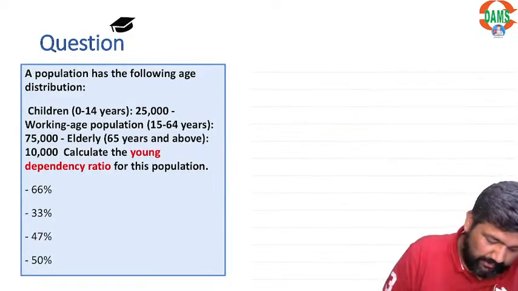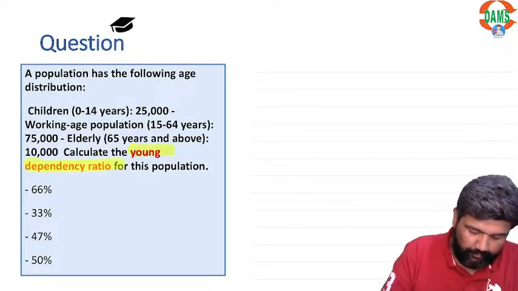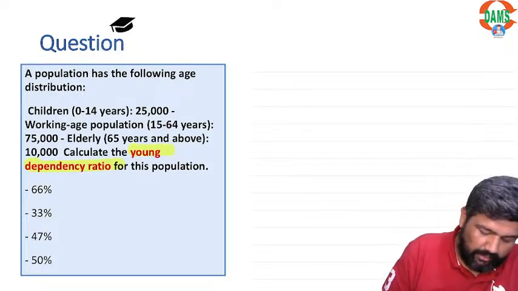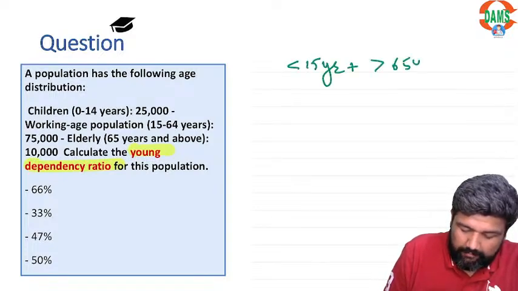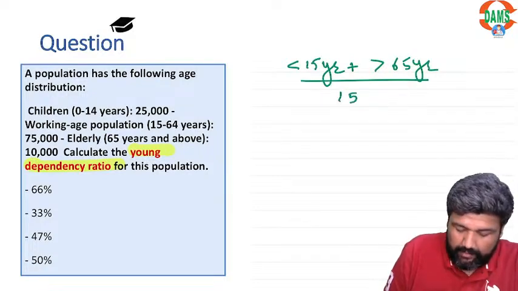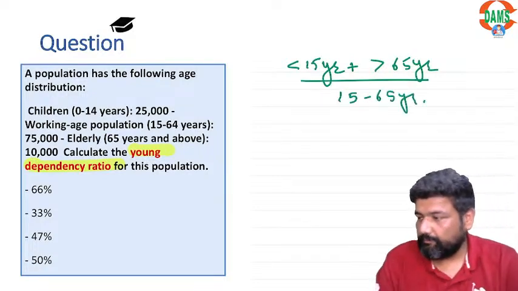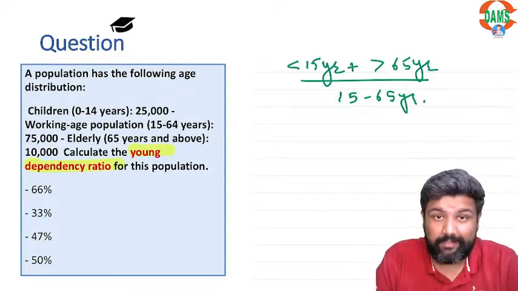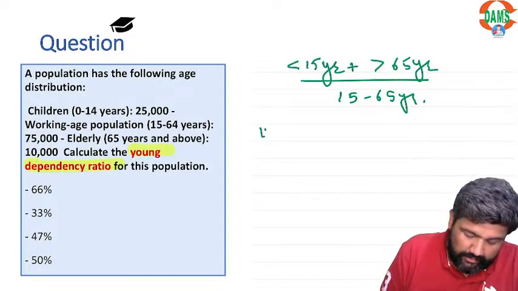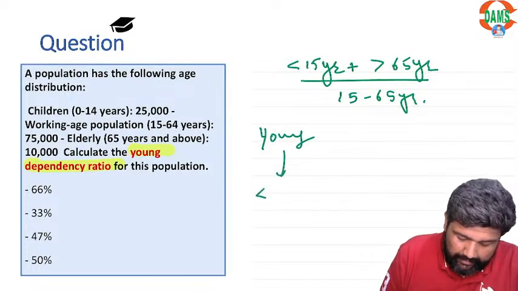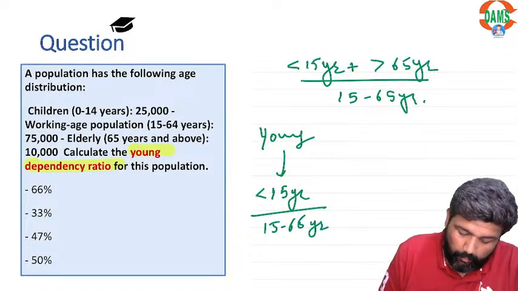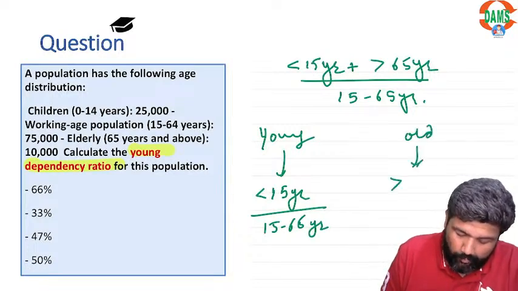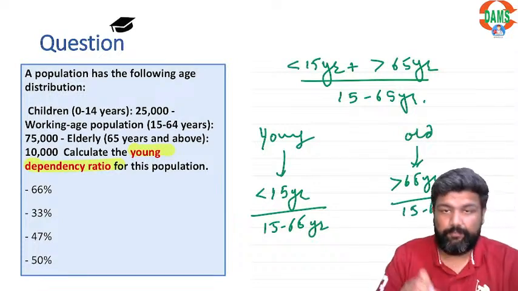Quickly. Guys, many of you got confused in this question. What is dependency ratio? Less than 15 years plus more than 65 years, divided by 15 to 65 years. Now what is young dependency ratio? Less than 15 years divided by 15 to 65 years. What is old dependency ratio? More than 65 years divided by 15 to 65 years. Right?